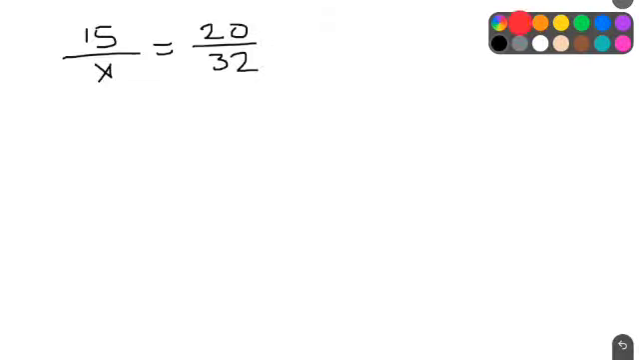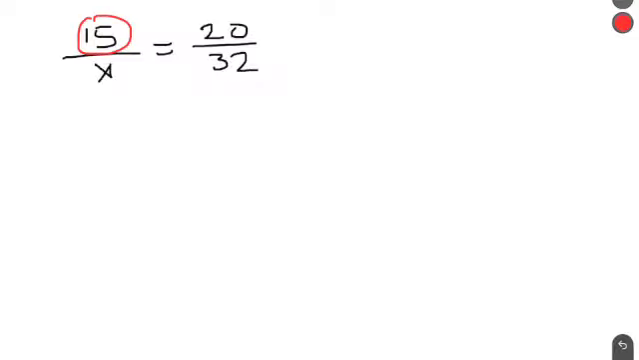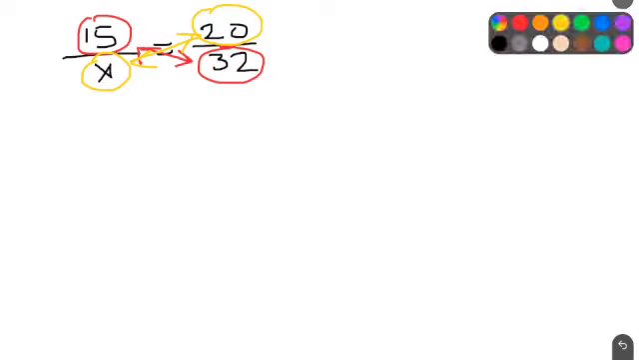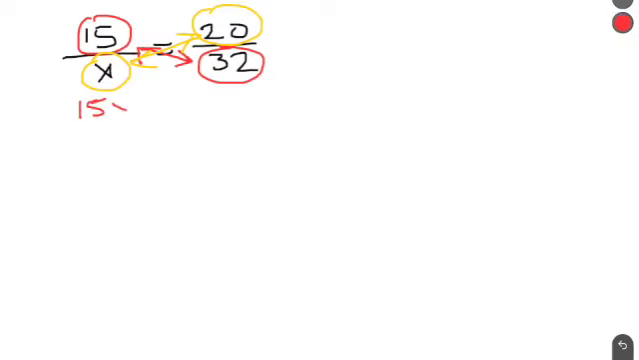So we have this problem. 15 over x is equal to 20 over 32. So our step one is we first find all the cross products. So we multiply the top value in one fraction with the bottom value in the other fraction. And vice versa, we multiply the top value of one fraction with the bottom value of the other fraction. So in essence, our problem becomes 15 times 32 is equal to 20x.